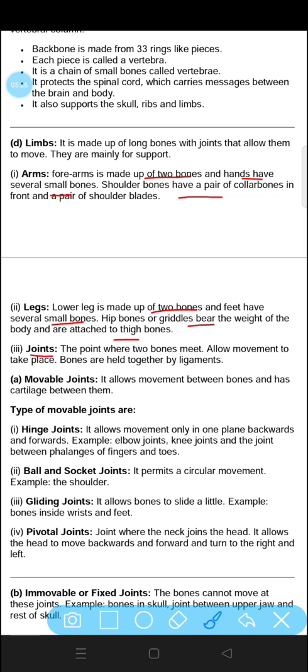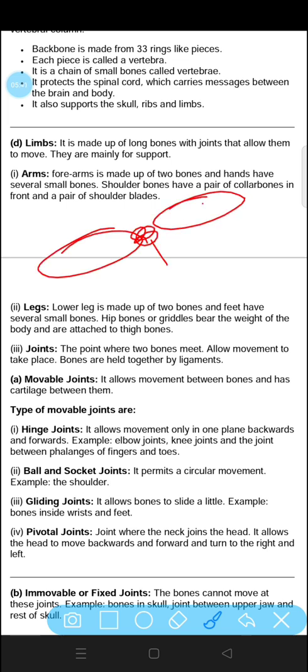A joint is a point where two bones meet. It allows movement to take place. Bones are held together by ligaments. If there are two bones, there will be a joint with the help of ligaments.